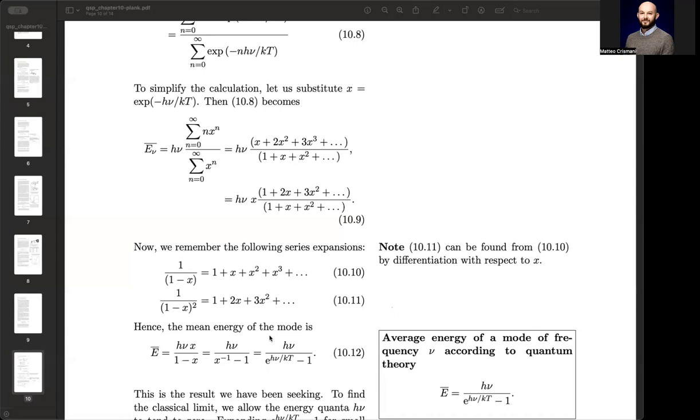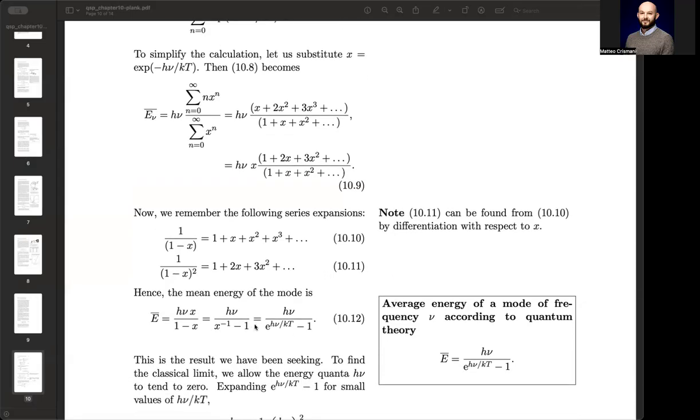So the mean energy of a single frequency is E bar equals h nu x over 1 minus x. Remember, x is that thing from before. And the best way to rewrite that is like this, x to the minus 1, minus 1. Then we put x back in, put the minus 1, flip that around, and that's like this. So what does this say? This says this is the average energy of the mode nu, according to the theory in which light is quantized.